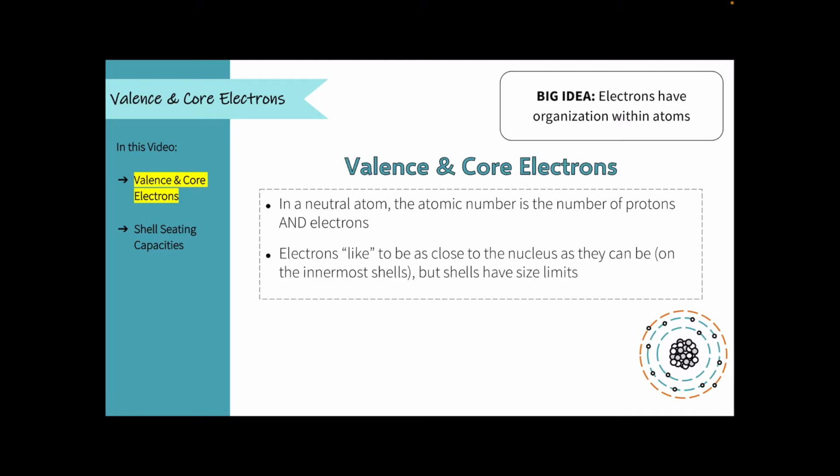We know that electrons have a negative charge and the nucleus has a positive charge because of the protons. Those positive and negative charges have an attraction. So electrons like to be as close to the nucleus as they can be. This means on the innermost shells. But the shells have size limits, so even though all the electrons might like to be crowded on that innermost shell, they're going to have to spread out.